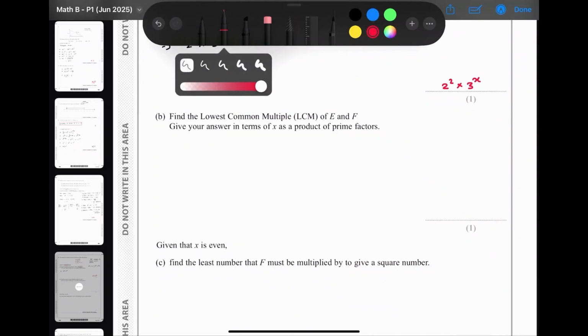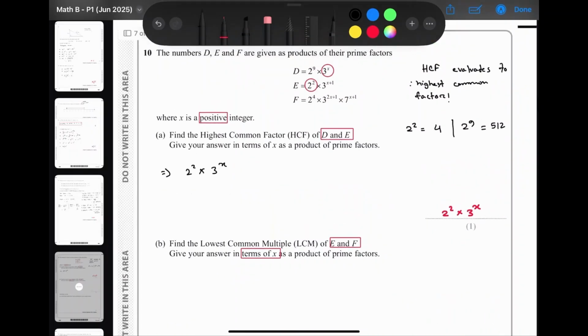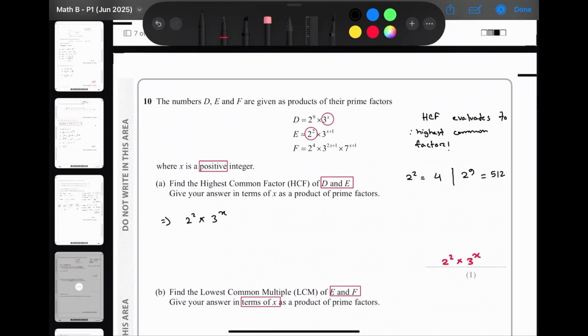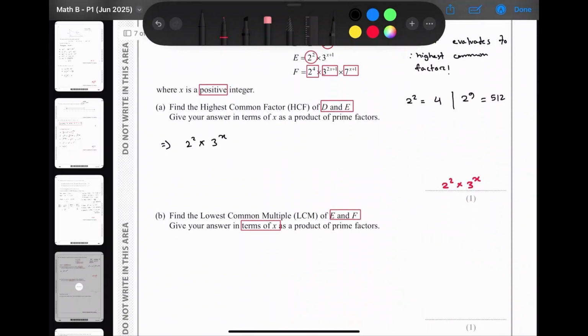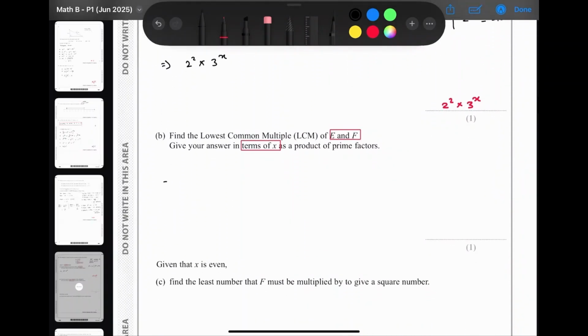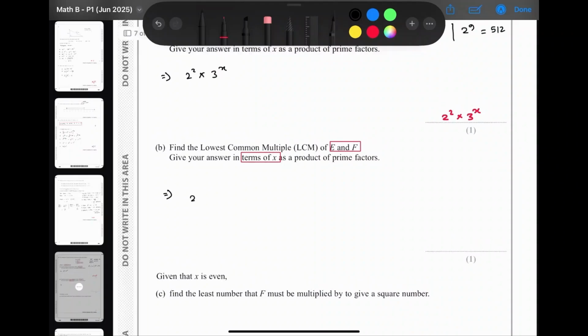For this next one, we need to find the LCM, and it's now between E and F. It's also mentioned that candidates need to provide the answer in terms of x. Let's take a look back at how E and F were broken down. Since F has all the bigger values among both E and F, we will mark the factors of F. We are done. That's it. This was also very simple.